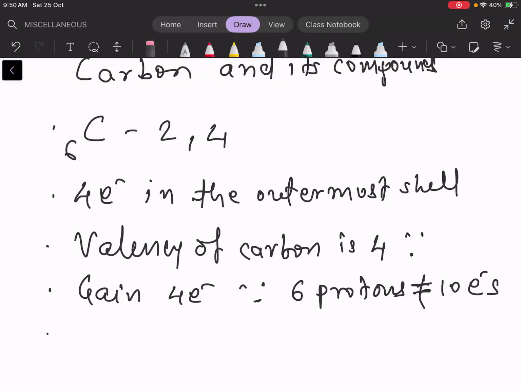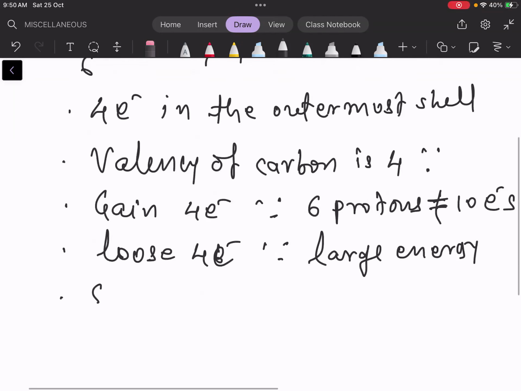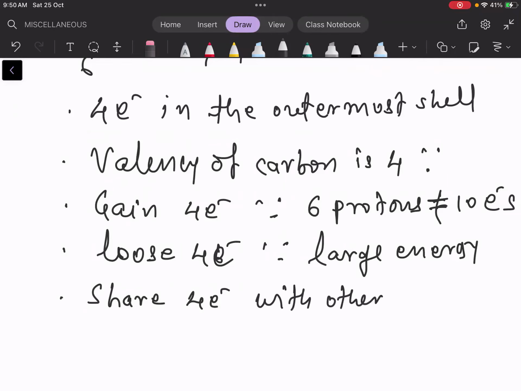Similarly, carbon can't lose 4 electrons, since it requires a large amount of energy to remove these 4 electrons, right? As a result, carbon prefers to share 4 electrons with other atoms to complete its octet.